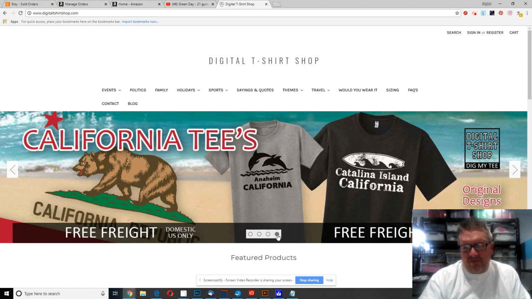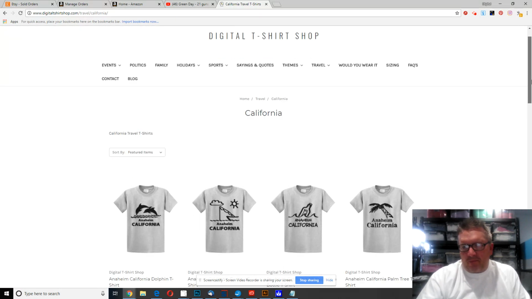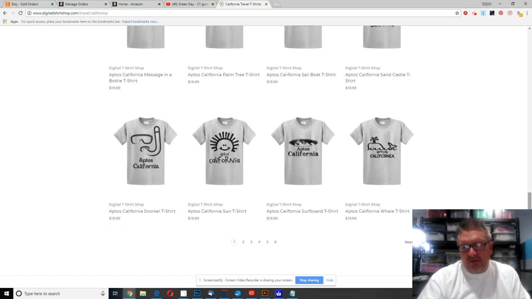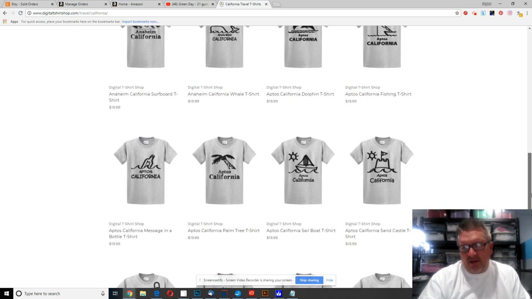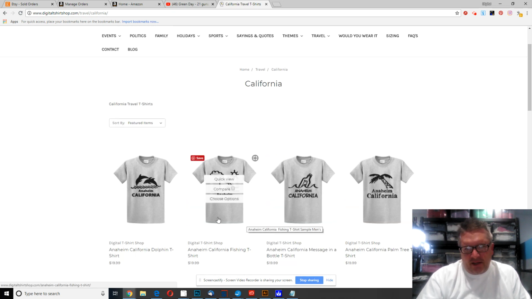Now I can only put like 5 or 6 headers, or images, in the carousel that rotate here. So I thought I would make a couple of them and then just see how they did rotating through. The idea here is to present some of the different product lines that I've got in here. Travel T-shirts, if you come into travel in California, I've kind of taken all the cities along the coast in California, and I've got a bunch of different travel designs and made them for each city.